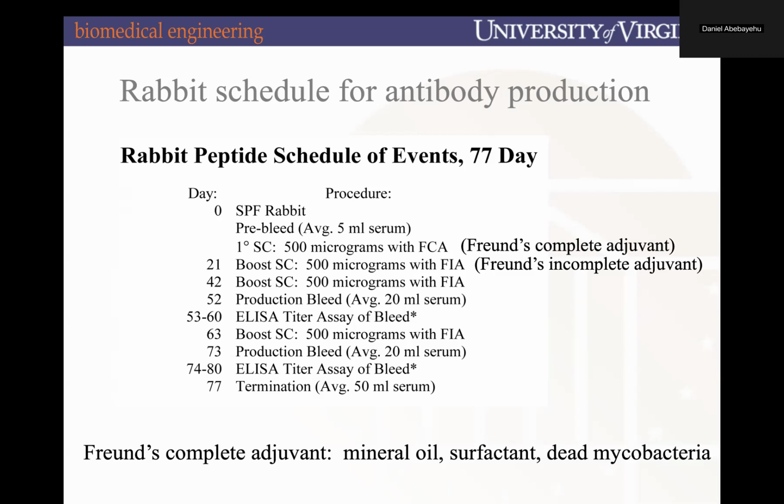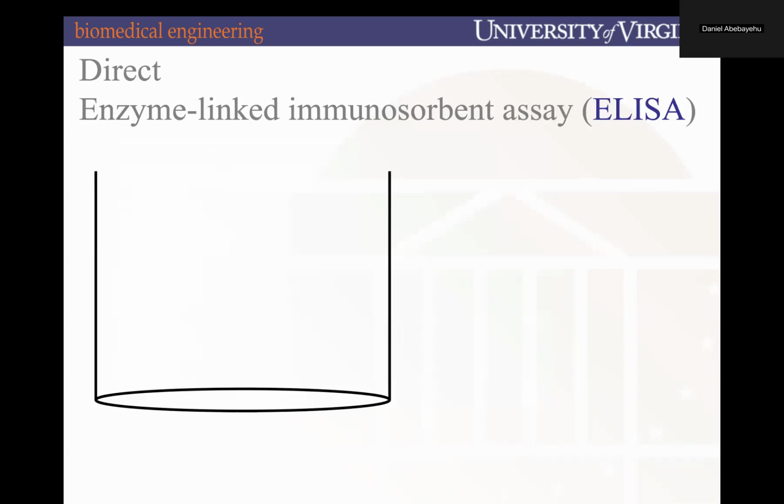And so you'll collect a blood sample to look at titers. You may need to boost again with another round of Freund's incomplete adjuvant, take titers again, and then euthanize the animal. What we typically do to measure the antibodies, to make sure that they're actually binding to our peptide of interest, is something called a direct enzyme-linked immunosorbent assay. Again, immuno means antibodies are involved. Another way of calling this is a direct ELISA.